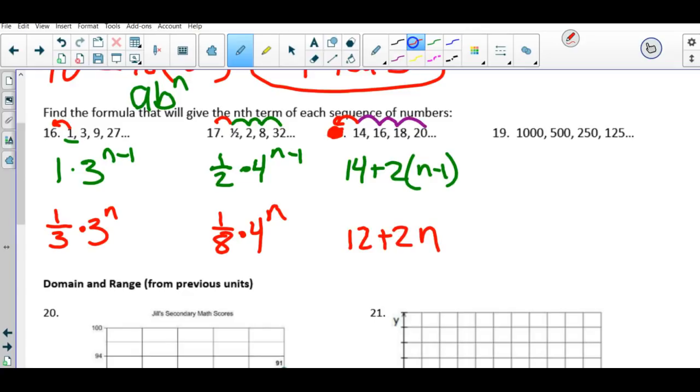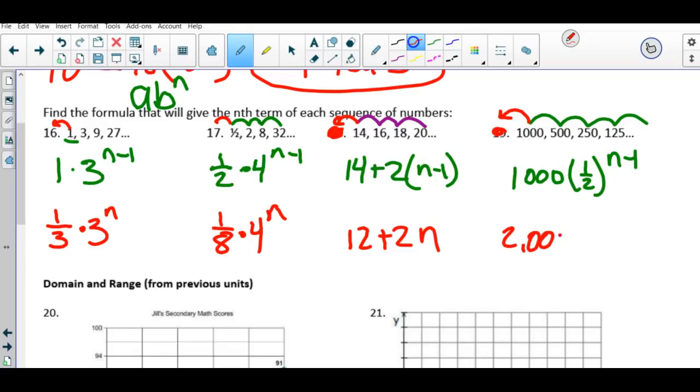And then number 19, this is halving each time. So half, half, half, keep going. 1,000 times 1/2 to the power of n minus 1. Or go backwards to the 0th term, which is doubling it. So 2,000 times 1/2 to the nth power. So 2 answers for each one. You don't need both. You just need one. Your test will be multiple choice, so you'll have to be able to point out either answer.